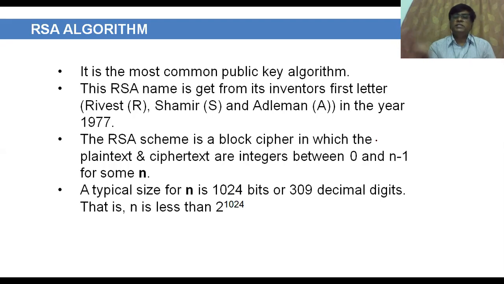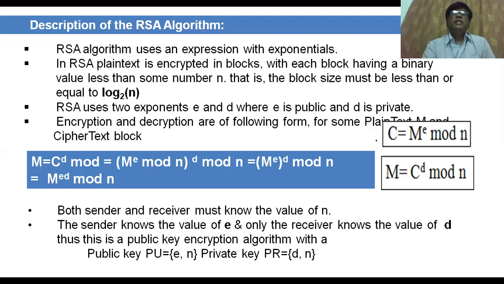That's why plain text and ciphertext are all in the form of integers only, 0 to n minus 1 for some n. The typical size of n is 1024. The block size of n is 1024 bits or 309 decimal digits. That is, n is less than 2 power 1024. So this is the RSA algorithm. The RSA algorithm uses expressions with exponentials.